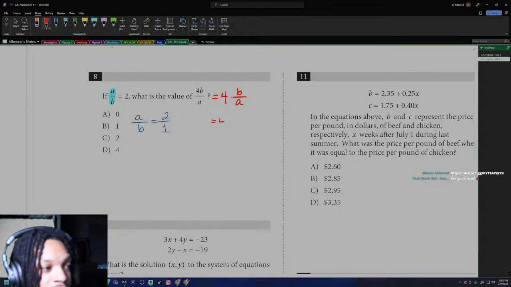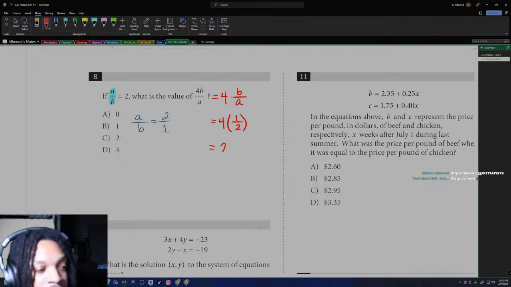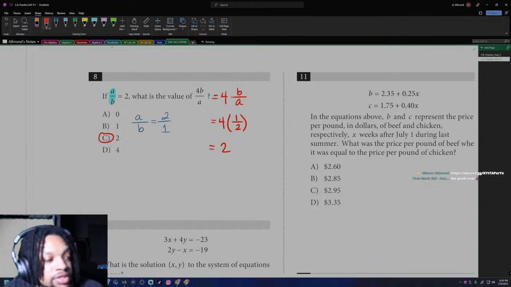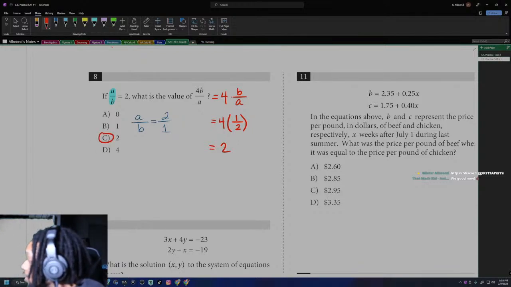So I'm going to write this as 4 times B over A, which I said was 1 over 2. So that's just 4 times 1/2, which is 2. And thank God that is an answer choice. I'm going with C. Okay, we're good now.